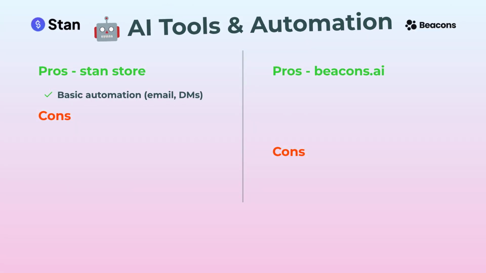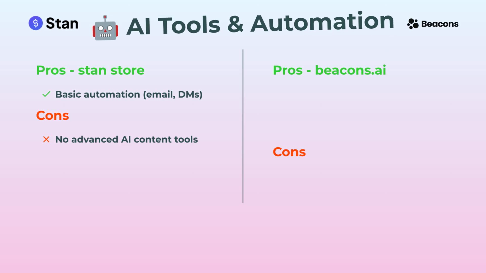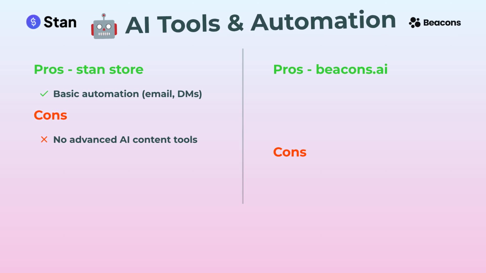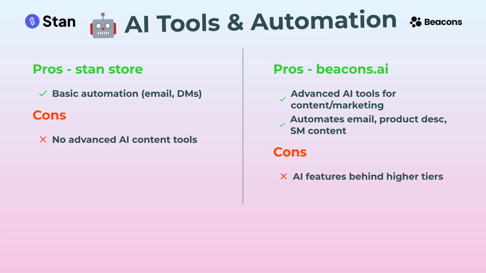Oh, and here's something cool if you're into all the AI and automation stuff. Stan Store has the basics like emailing customers and sending auto DMs, but honestly not much with fancy AI content. On the other side, Beacons AI throws in a whole toolkit of AI features. You can have it auto-write emails, generate product descriptions, even create social media content. It's like, way more advanced.